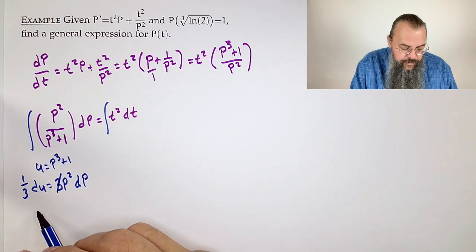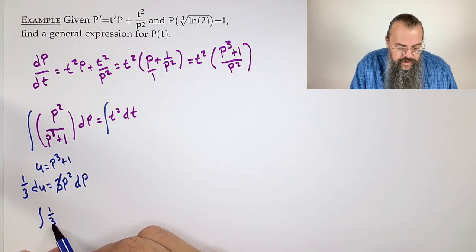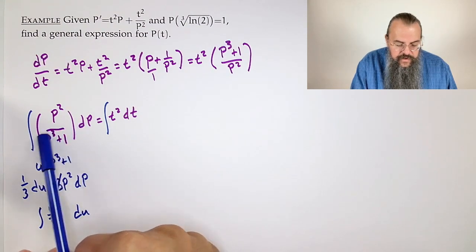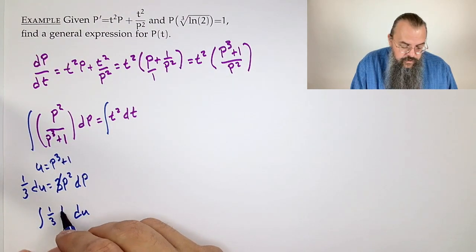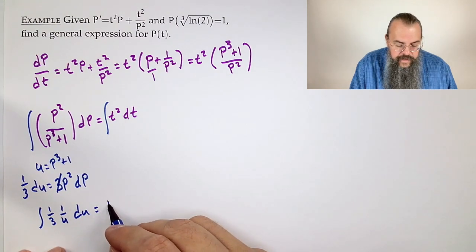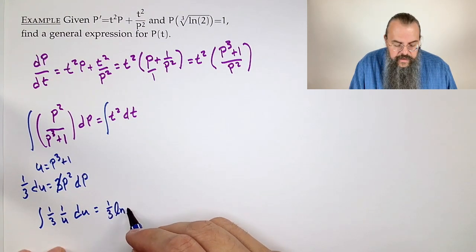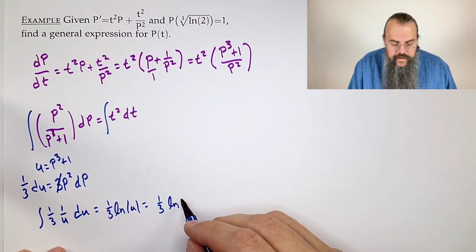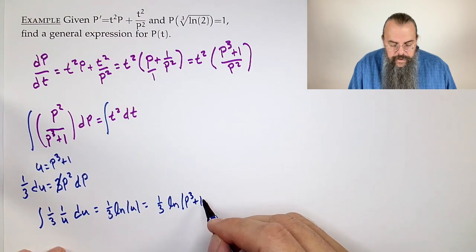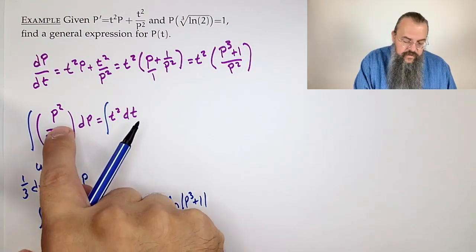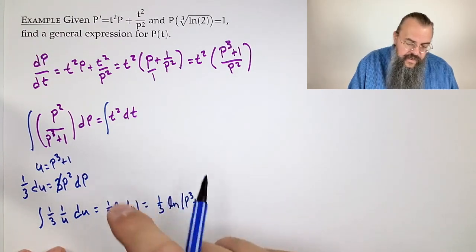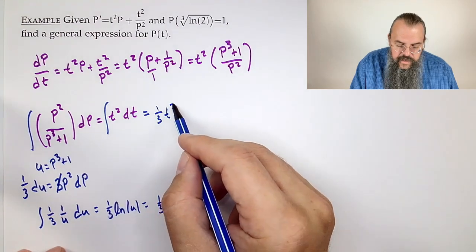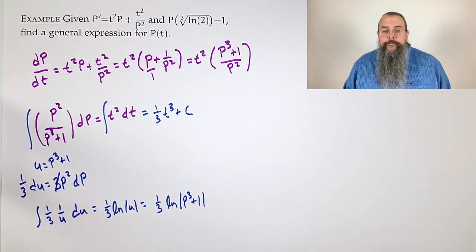So if we do this, we have what? Well, we have the integral. There's a 1/3 du. That accounts for the p squared dp. And then this p cubed plus 1 downstairs is a 1 over u. All right. Well, that's 1/3 log of u. Or if you like, 1/3 log of p cubed plus 1. Okay, so that's that side. The other side, well, that's not bad at all. That's 1/3 t cubed plus c.